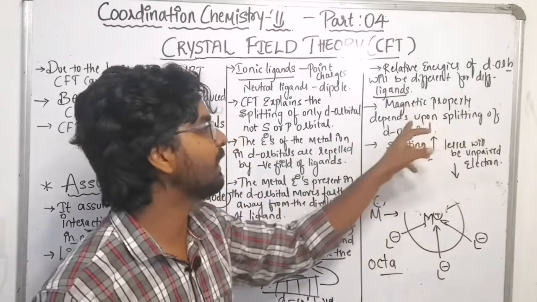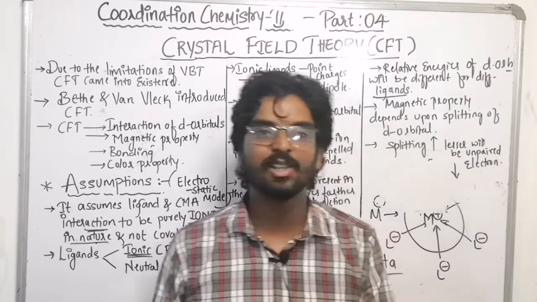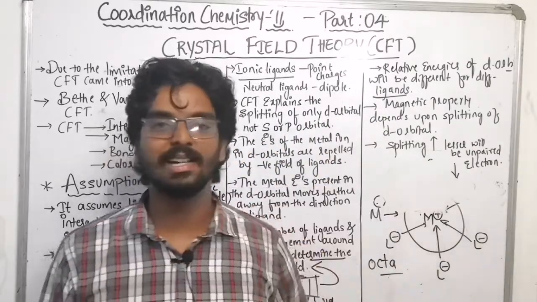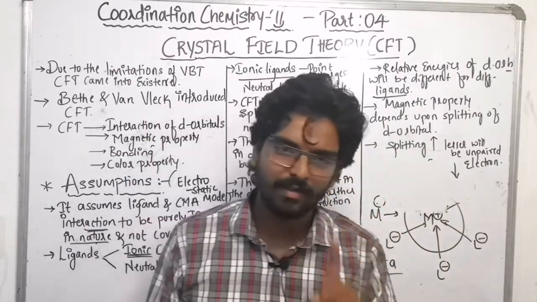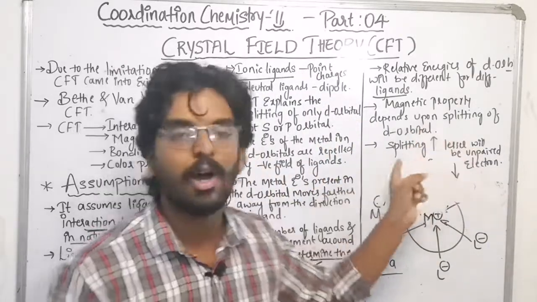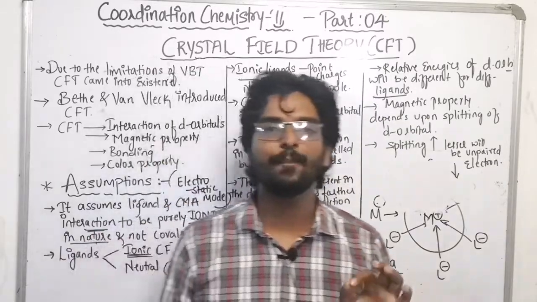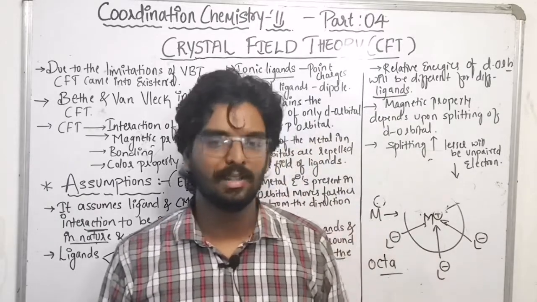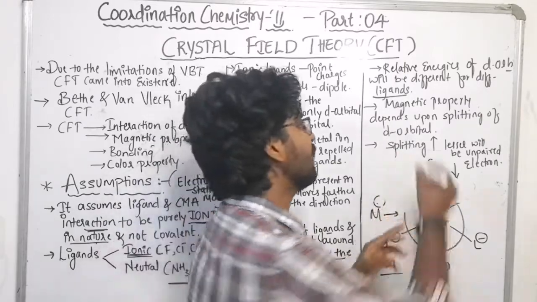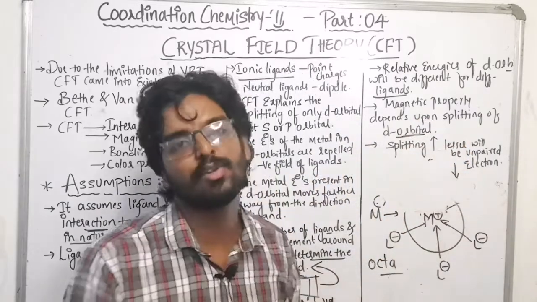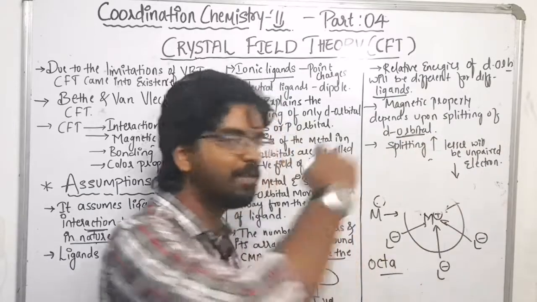See here, the magnetic property depends upon the splitting of the d orbital. That means the orbital contribution is also considered, not only the contribution by the electrons. Here in CFT we are considering the orbitals also. On that note itself, CFT explains the magnetic property in a better way when compared to the valence bond theory. Not just a better way, the magnetic property can be exactly discussed with the help of crystal field theory. So the orbital contribution is also involved in order to explain the magnetic moment.